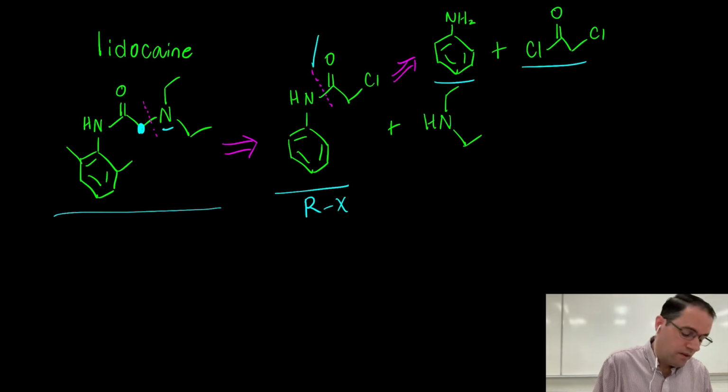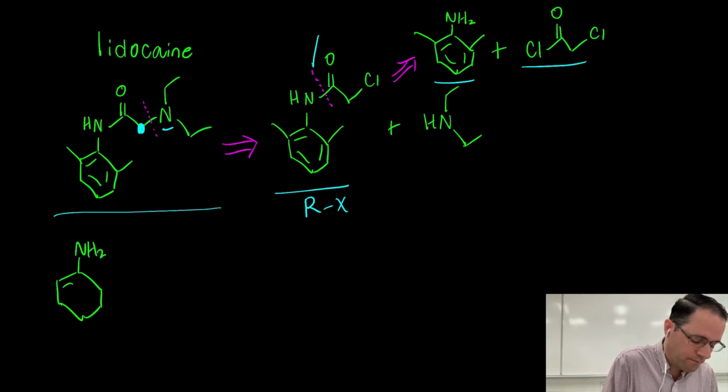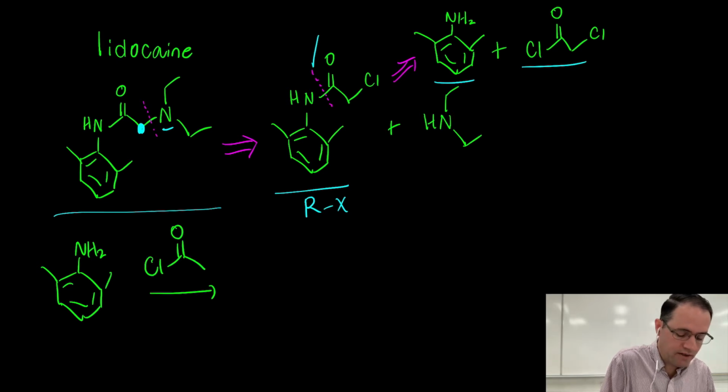So the synthesis involves taking, I forgot the methyl groups there. Let's go ahead and put those in there. We'll talk more about alkylation of anilines. But for now, what we're going to do is start with the dimethyl aniline, okay? And this can react with your acid chloride, okay? The important part is the acid chloride there. And this can be done in the presence of pyridine.